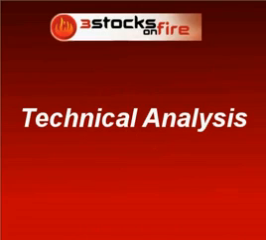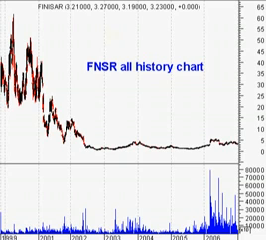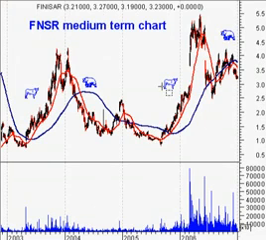Let's make some fundamental analysis now. Here's the all history chart. We can see the stock is down, I don't know, about 90% from its IPO price. On the medium term chart, a lot of big swings here. Nice for swing traders, which I'm not.